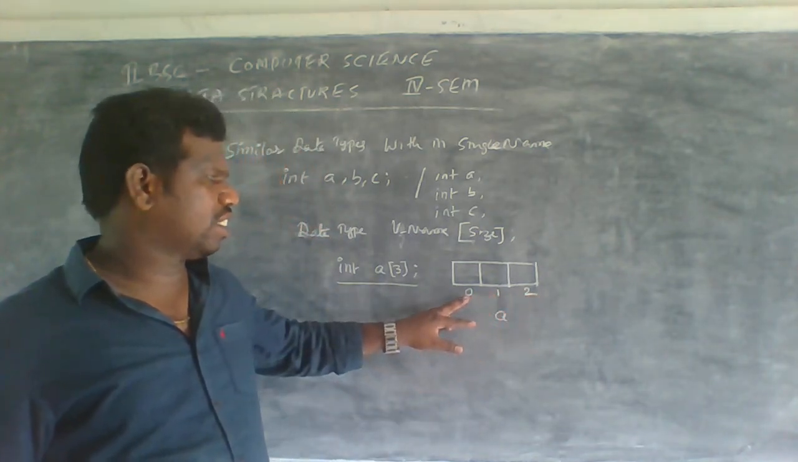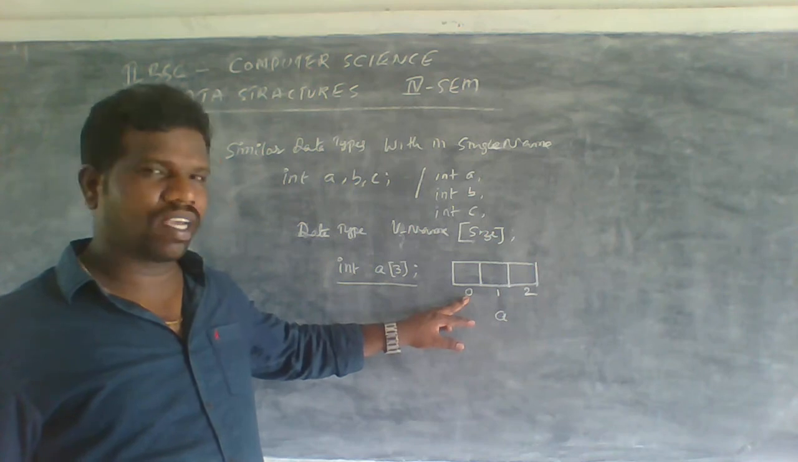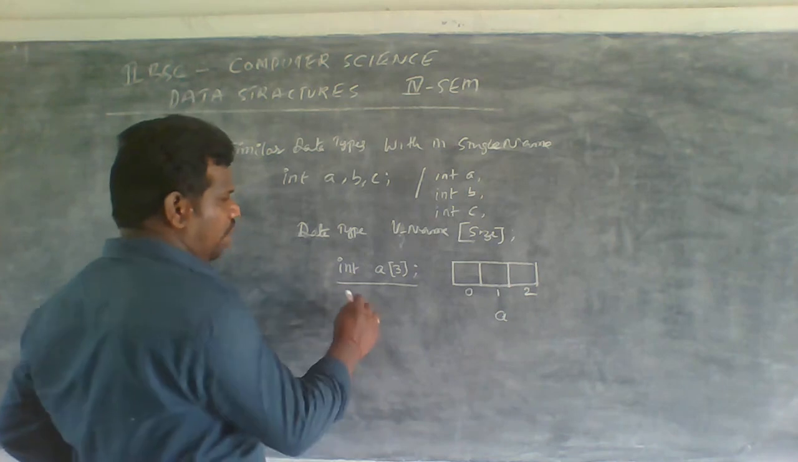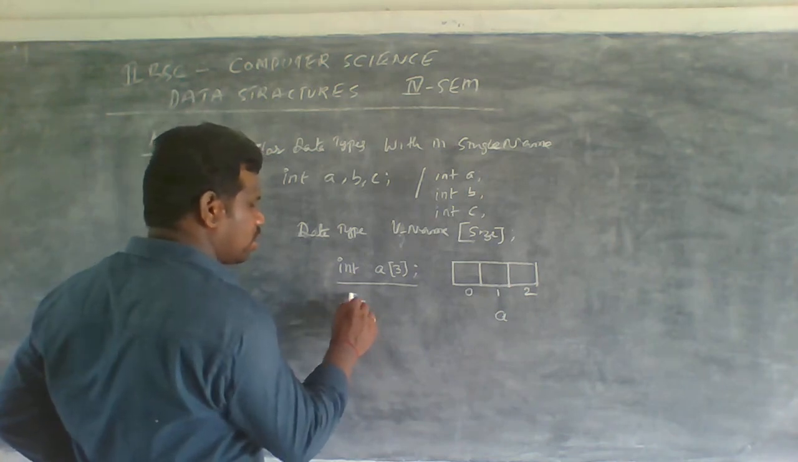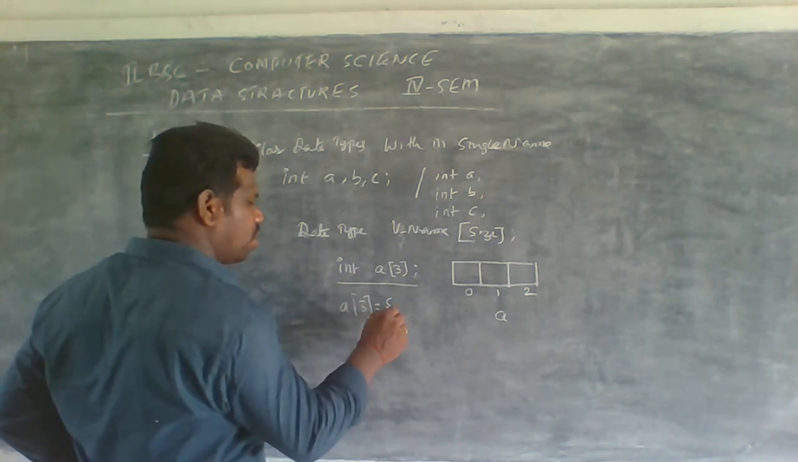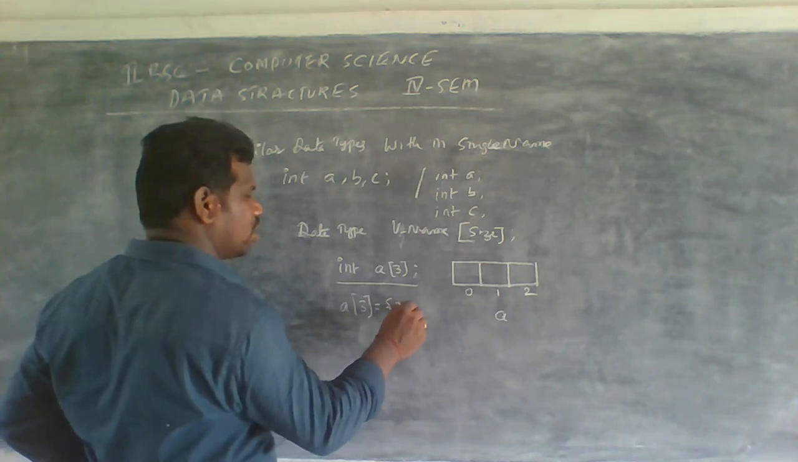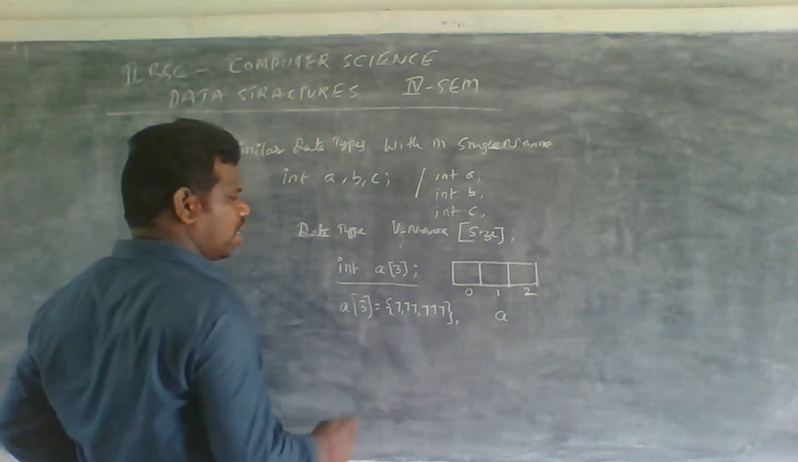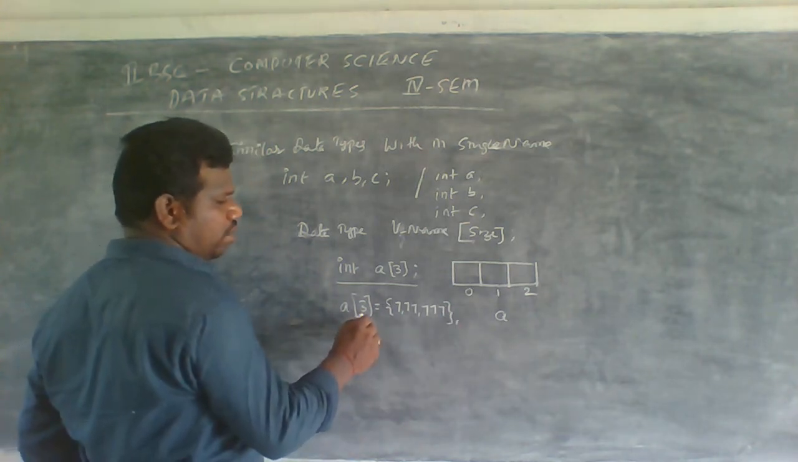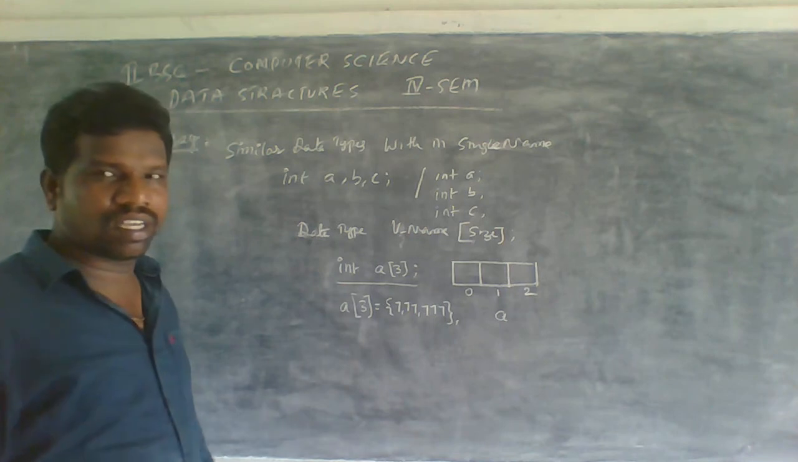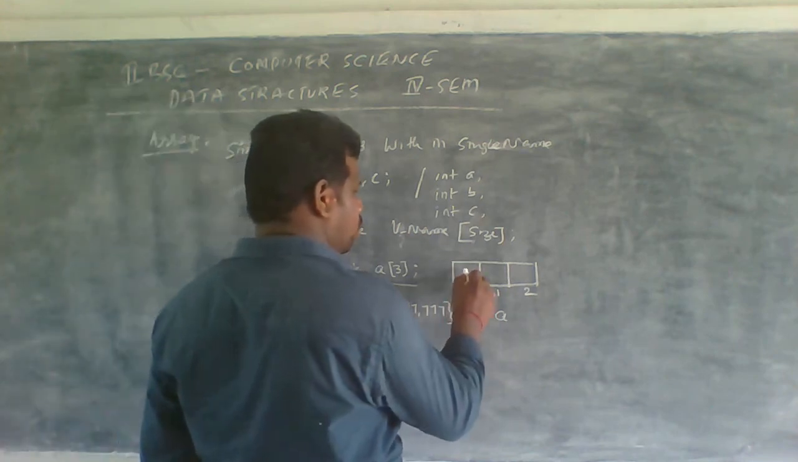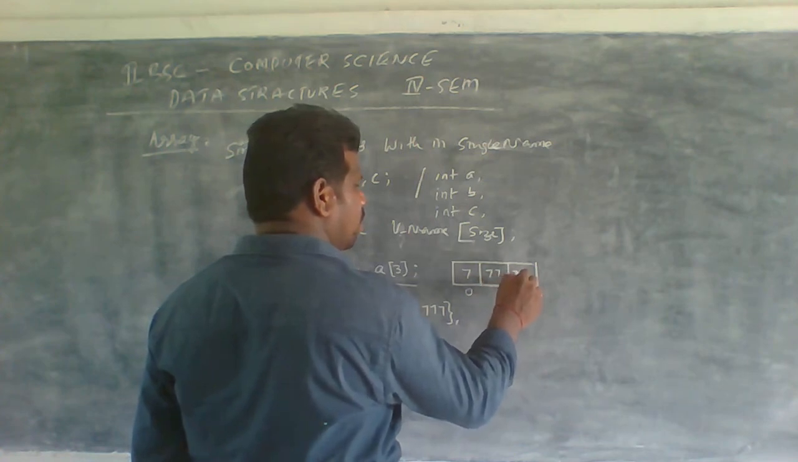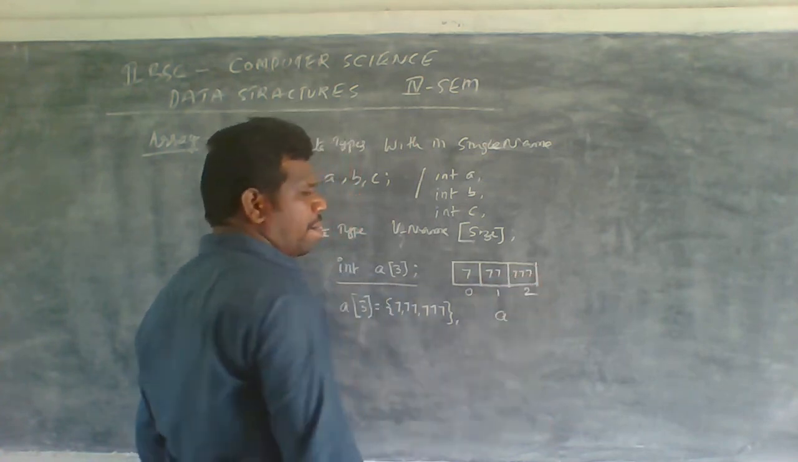What is the name of the first location? What is the name of the second location? What is the name of the third location? We have to see that, and we have to enter 3 elements like this, equal to 7, 77, 777. The total size is 3 and the entered elements are also 3. The first element is placed here, the second element here, and the third element here.